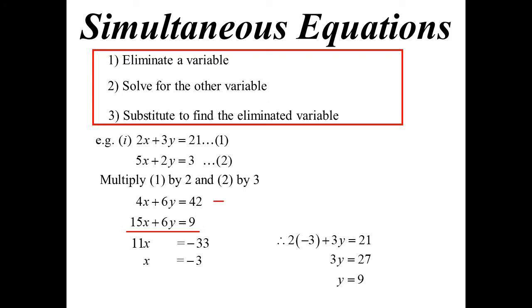Write your final answer down. It's not for whoever's looking at your solution to pull everything together, so direct them to the final answer. Therefore x is negative 3, y is 9. Now I deliberately chose x and y here to illustrate something. This is not a coordinate geometry question just because I've used x and y. So you don't write your answer as a set of coordinates, unless it happens to be a coordinate geometry problem where you're using simultaneous equations to find that.